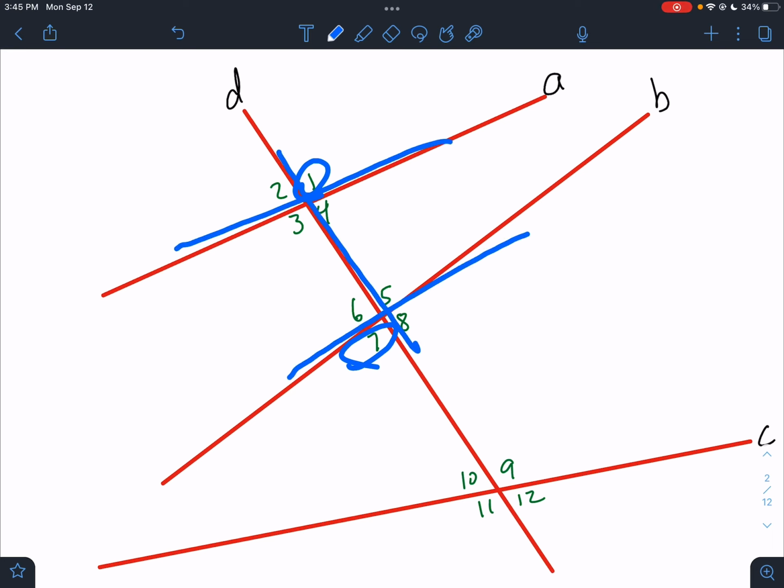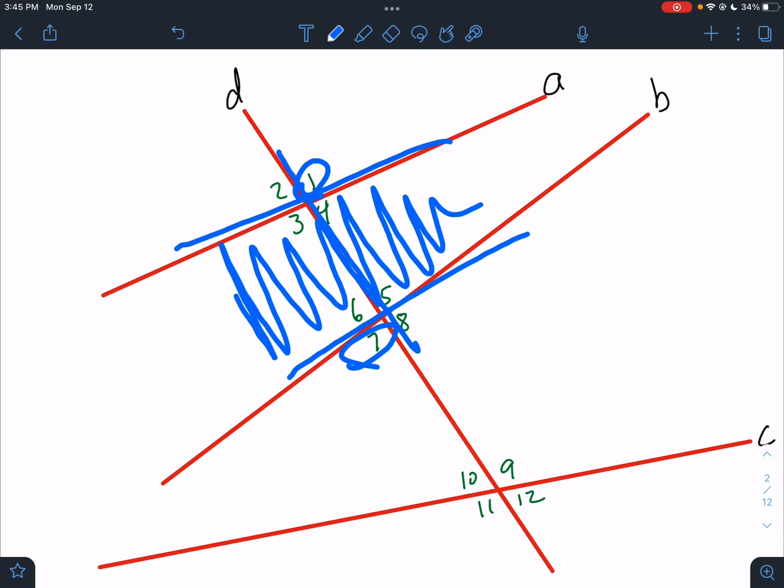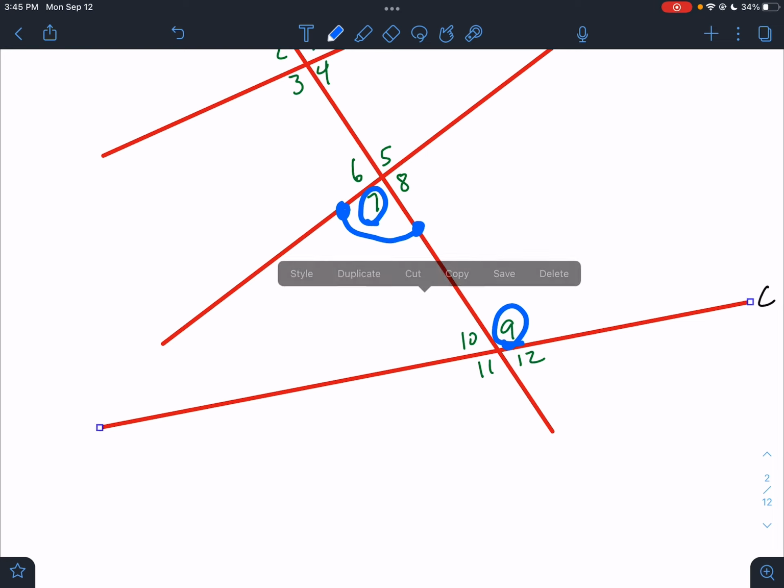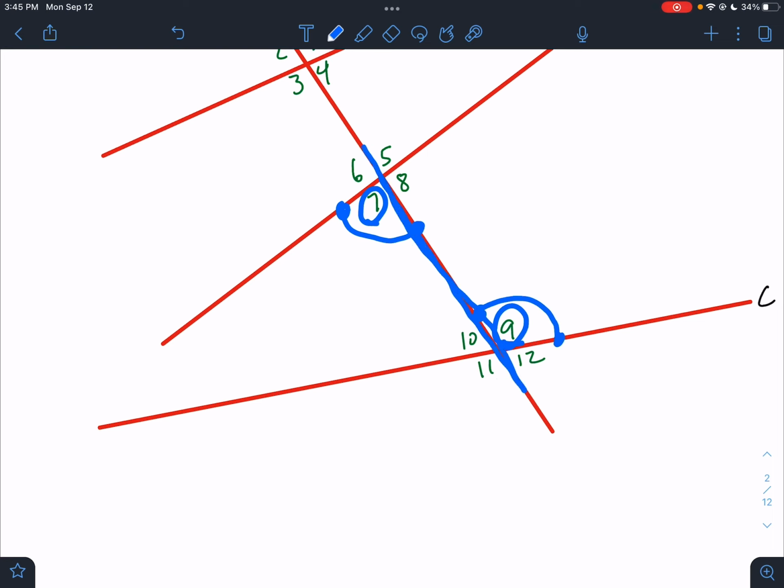They cross the transversal. There's one inside, one outside for those two lines. But what if I said angle 7 and 9? Okay. Again, trace angle 7. Trace angle 9. Connect the transversal. So this is the transversal we're talking about.